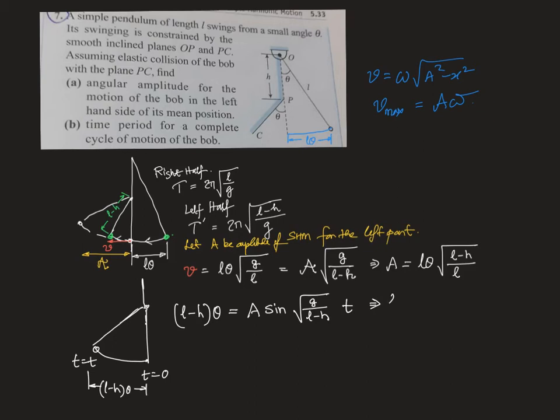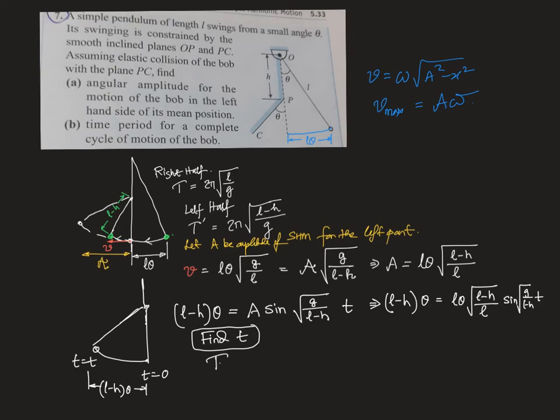So L minus H into theta equals A, which is L theta root over L minus H by L, sine of root over g by L minus H times t. So you can find t from here, right? I'm not doing that calculation. Find t. It will be sine inverse something something. Okay.